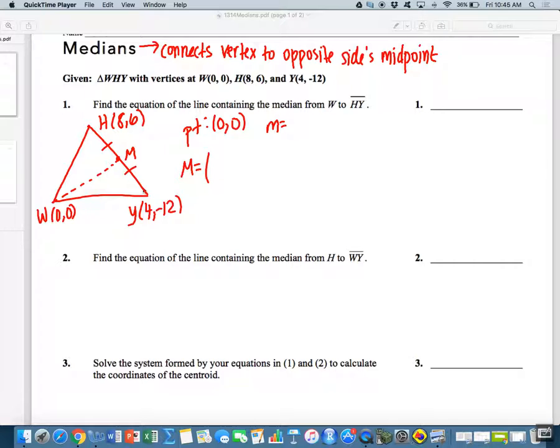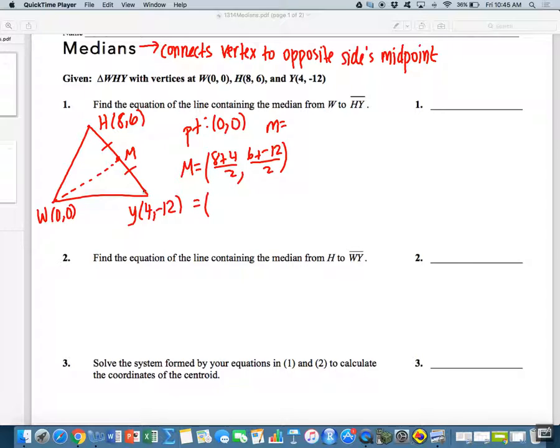x1 plus x2 over 2, comma, y1 plus y2 over 2. You need to add the x's, divide by 2, add the y's, divide by 2. Which 2 points am I using? Am I using W, H, or Y? H and Y. So the midpoint we're looking for is the midpoint of H and Y, so those are the 2 that we're going to use. So add your x's, so 8 plus 4 over 2. Add your y's, so 6 add negative 12 over 2.